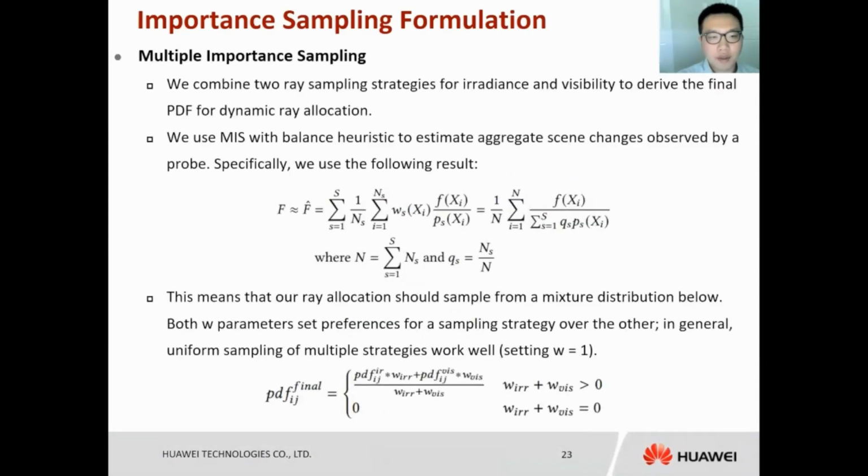Finally, once we have these ray sampling strategies, we combine them to derive the final PDF for the dynamic ray allocation. We use this MIS with the balance heuristic to estimate aggregate scene changes observed by a probe. And we show that with our approach with MIS, we are essentially sampling the scene changes using a mixture probability density function, combining the irradiance and visibility sampling strategies. And in general, uniform sampling and multiple strategies work well.